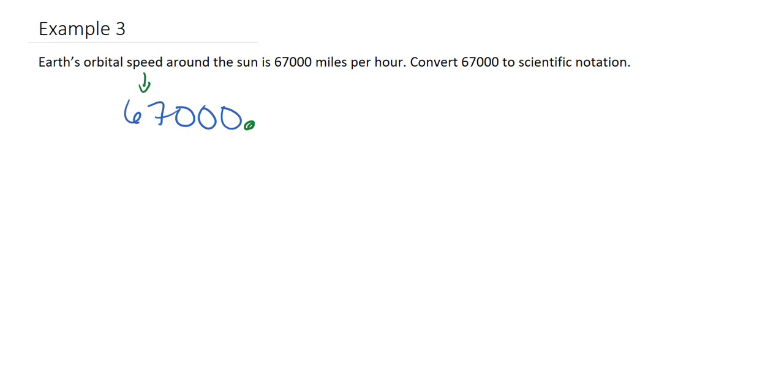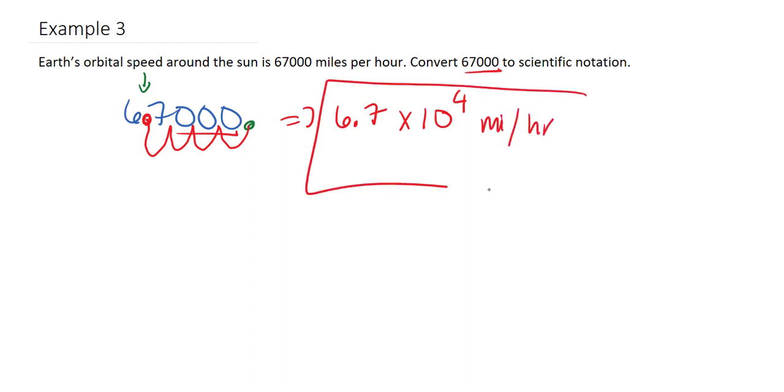So let's go ahead and move this decimal. We're going to move it 1, 2, 3, 4. So we're going to end it right there. So this becomes 6.7. These are zeros that we do not need to count because it's the same if we were to add them or not add them. So let's just not add them. And we moved over 4 times. Now this is a large number, so that means we need to have a positive exponent. So that'd be 4. And that would be for miles per hour. So that would be our solution. Now let's do another example.